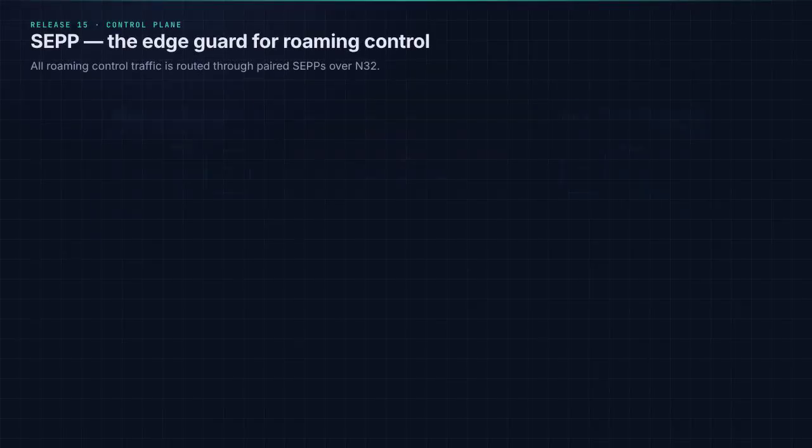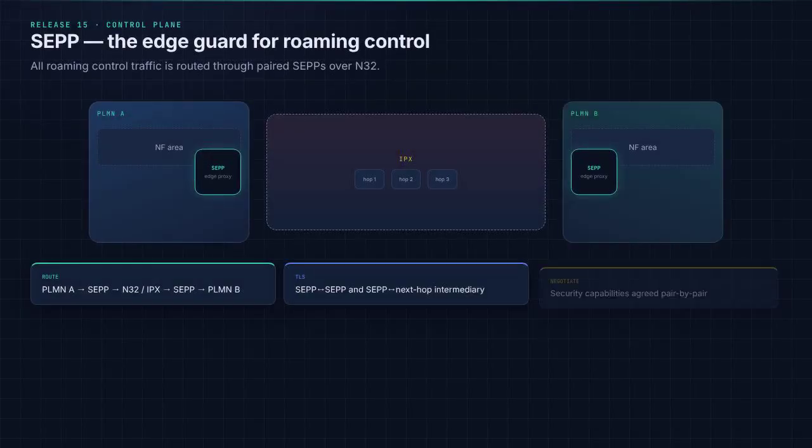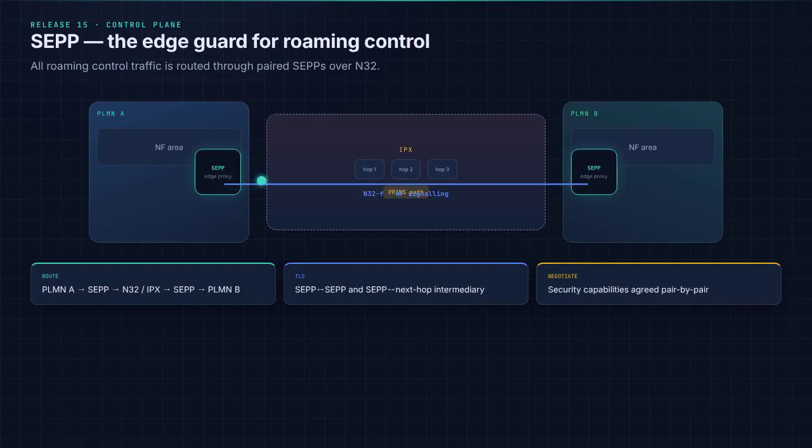The first answer in Release 15 is a new boundary entity, the SEPP, Secure Edge Protection Proxy. Picture PLMN-A on the left and PLMN-B on the right, with the IPX sitting between them. Inside each PLMN, live network functions, the NFs that handle registration, session setup, and policy. At the edge of each PLMN stands a SEPP. It is not a random middle box. It is the deliberate security perimeter for roaming control traffic.